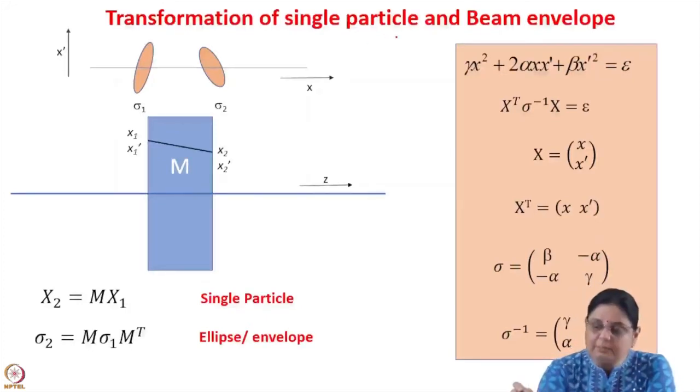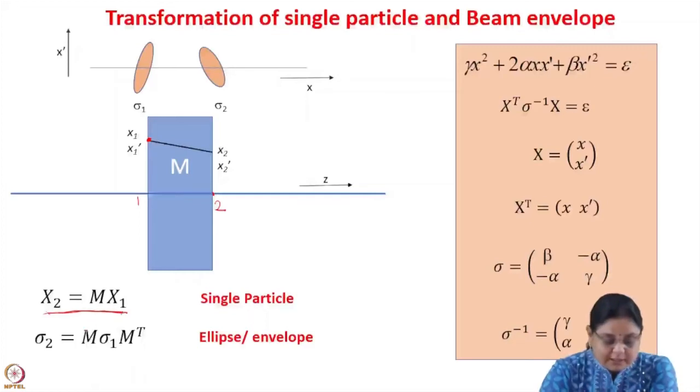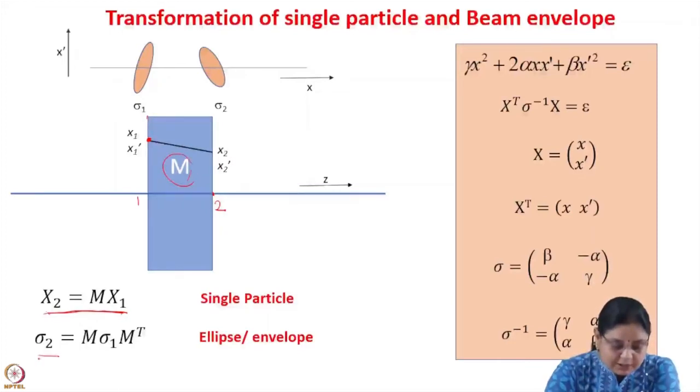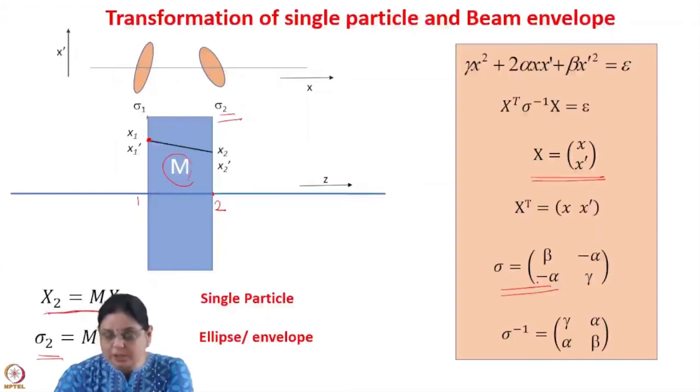Transformation of a single particle and beam envelope. So how can you transform a single particle? If at location 1 you know the coordinates of the single particle, and you know the transfer matrix, the single particle can be transformed to location 2 in this manner by the transfer matrix method. Now, if you have the information of the beam as a whole at the first location, and you have the information about the transfer matrix, then you can find out the sigma matrix of the beam at location 2 by the sigma matrix method, where x is the position coordinate and sigma gives you the information about the beam.